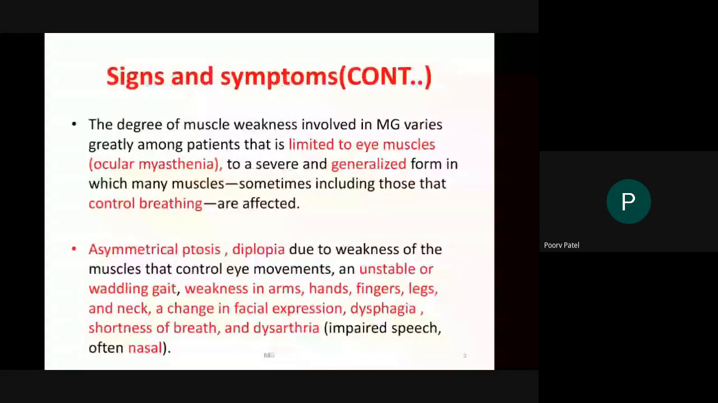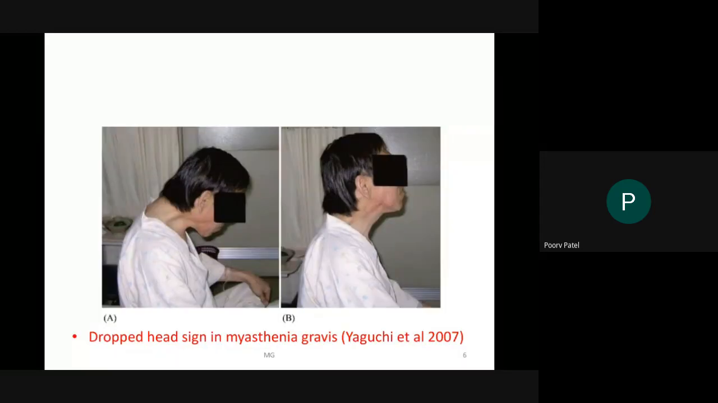Asymmetrical process and diplopia are the two main things. And of course, the muscles of the neck will get involved. The patient will not be able to maintain a specific posture, specifically the neck extensors and flexors. Either of them will become weak over time.